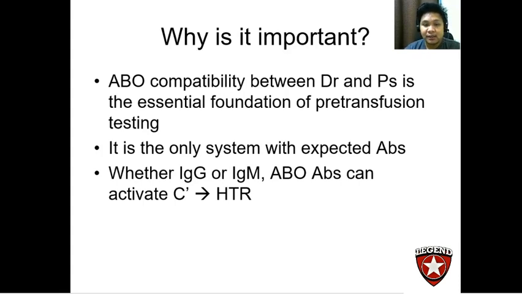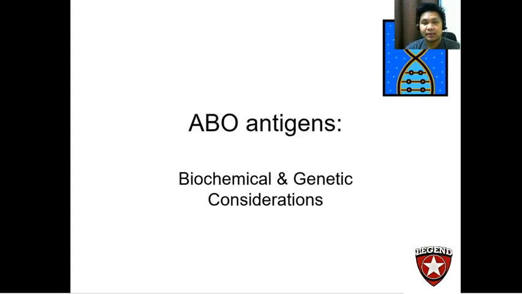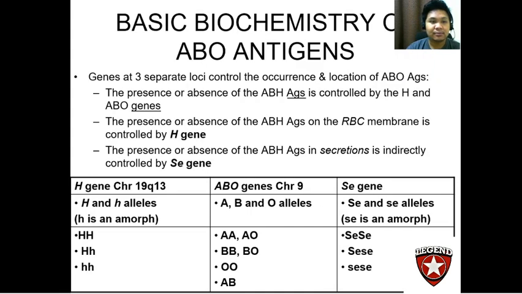Whether IgG or IgM, the ABO antibodies can activate complement so they can cause hemolytic transfusion reactions. For HDN, on the other hand, it would be the IgG type of ABO antibodies which are important. Let us now discuss the ABO antigens.